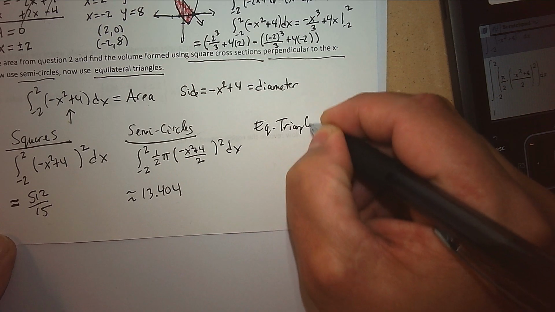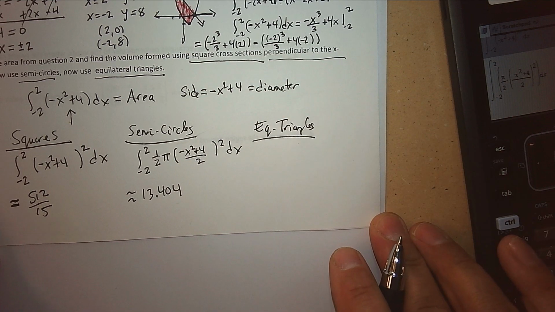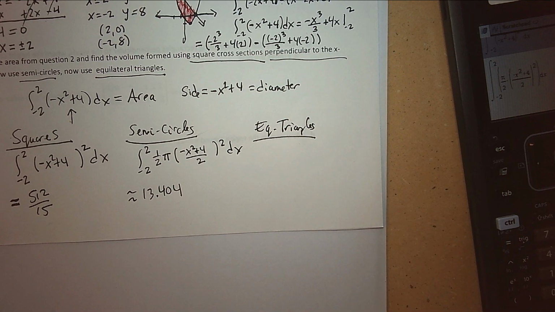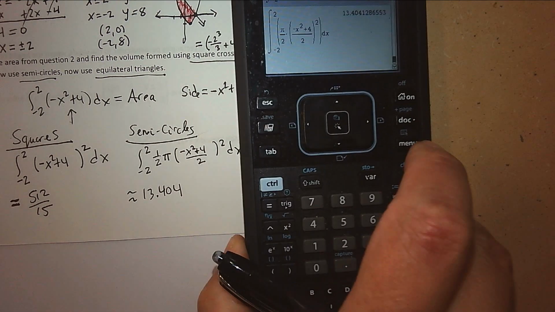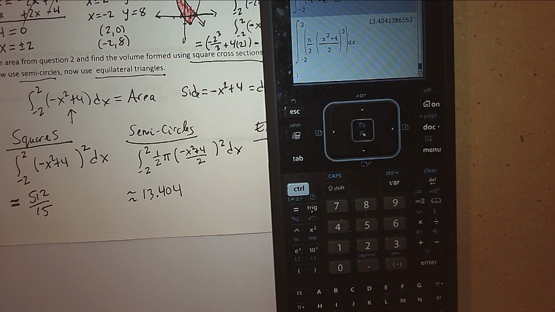All right, last one is to use equilateral triangles. Did you get 13.404? Are you practicing? Do you want to see what it looks like again in the calculator? You can go 1/2 times pi. If you didn't get it, you probably didn't type it in right. It should give you the same answer, because 1/2 times pi means the same as pi over 2. If you can be efficient and accurate, that's a good combination, right? That's what we're trying to do.